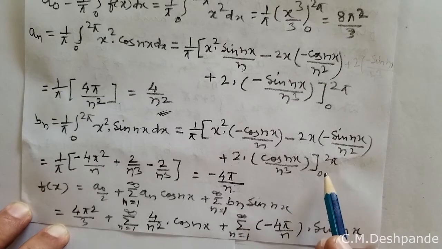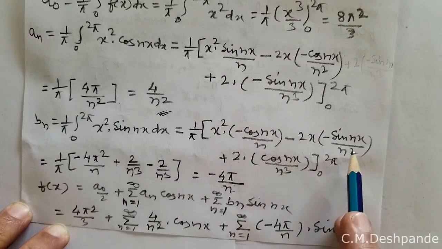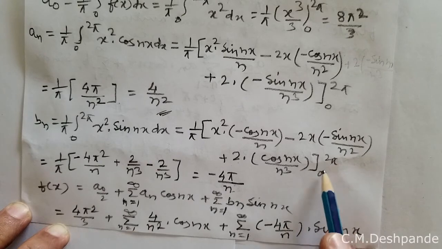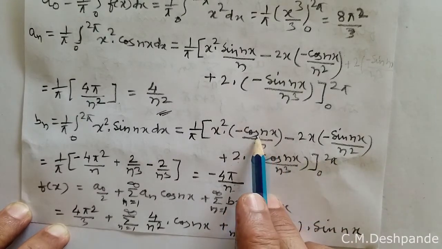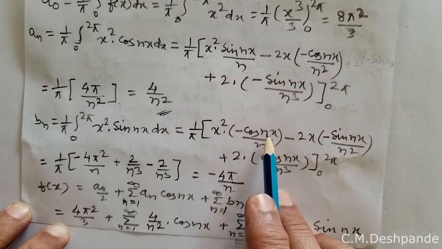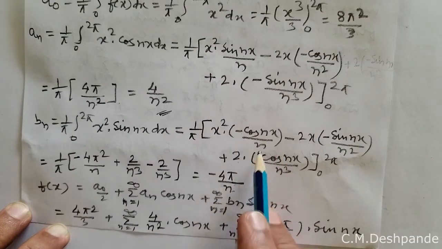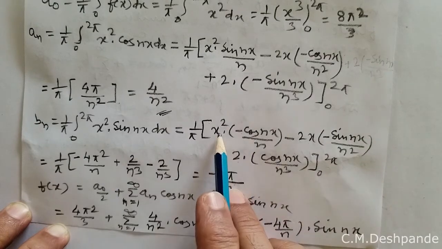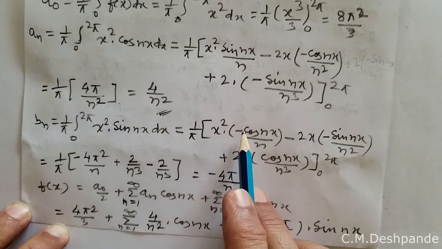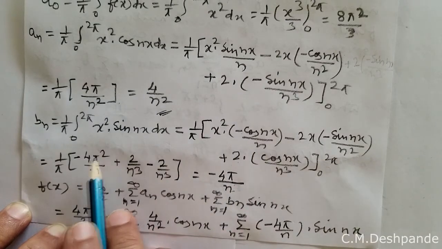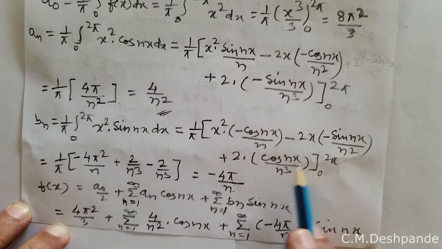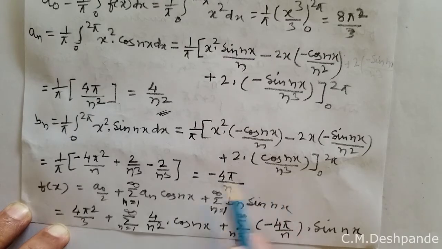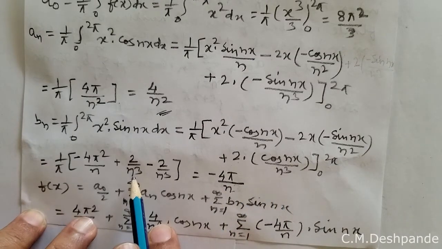Limits are from 0 to 2 pi. Now carefully apply the limits. The second term becomes 0 for the upper limit and lower limit. Then calculate the first term. If x is 2 pi, it becomes cos of 2n pi, and cos of 2n pi is plus 1, so it gives minus 1 upon n, and replace x by 2 pi, so it gives 4 pi square into minus 1 upon n, which is minus 4 pi square upon n. Then in the last term, replace x by 2 pi, cos of 2n pi is plus 1, gives 2 upon n cube. So this is the value of the last term for the upper limit.